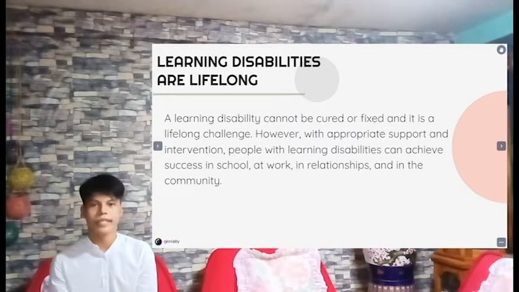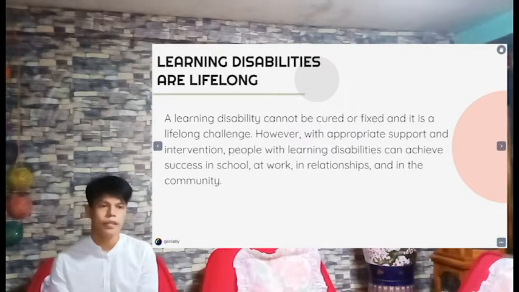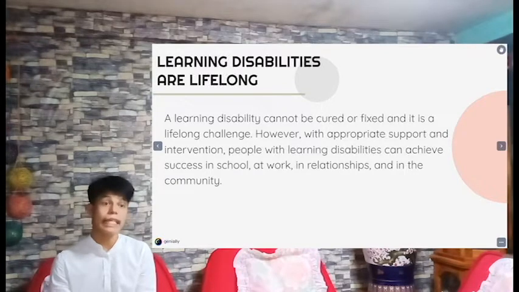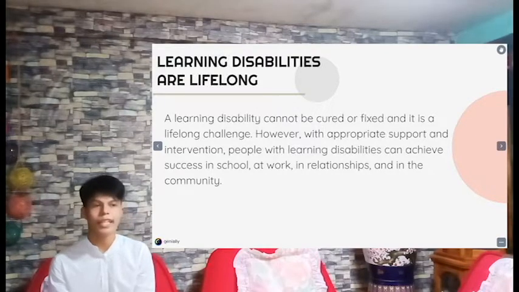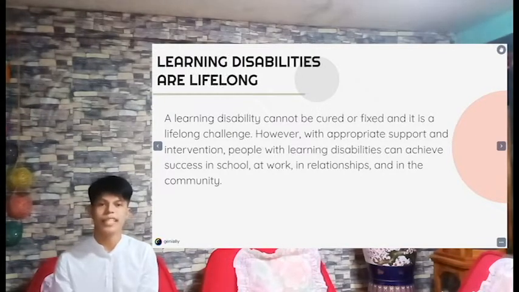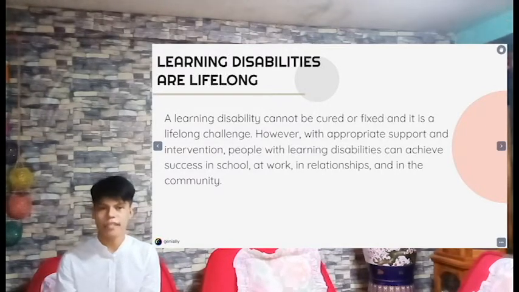Learning disabilities are lifelong. A learning disability cannot be cured or fixed, and it is a lifelong challenge. However, with appropriate support and intervention, people with learning disabilities can achieve success in school, at work, in relationships, and in the community. Students with learning disabilities have diverse, complex, and interrelated difficulties that affect their learning.